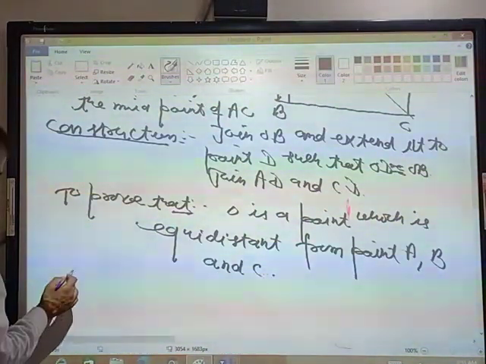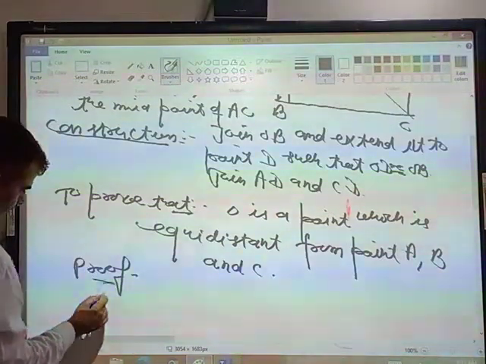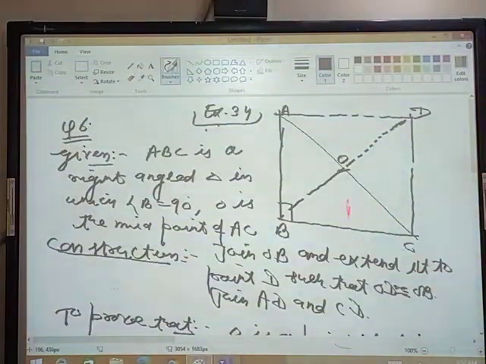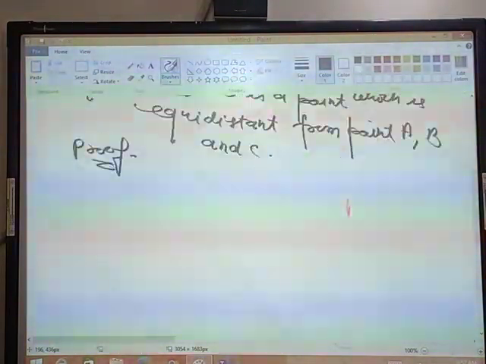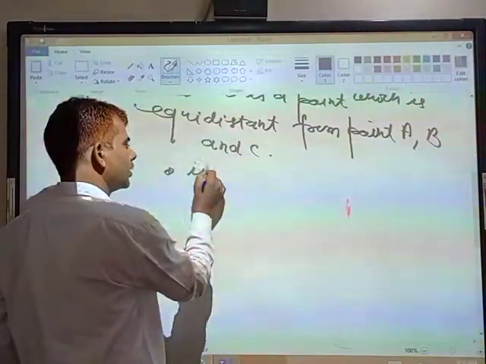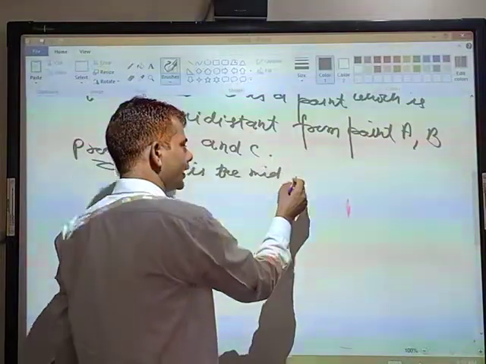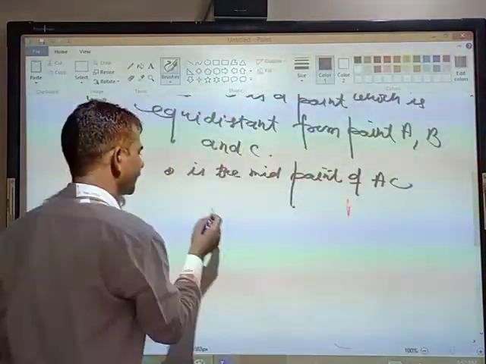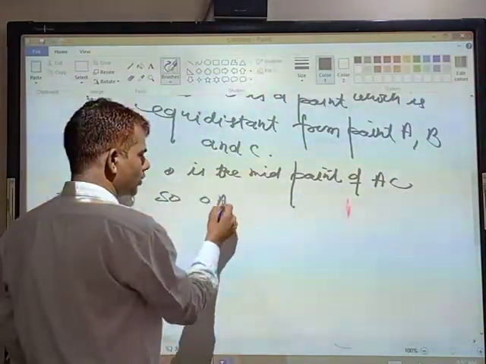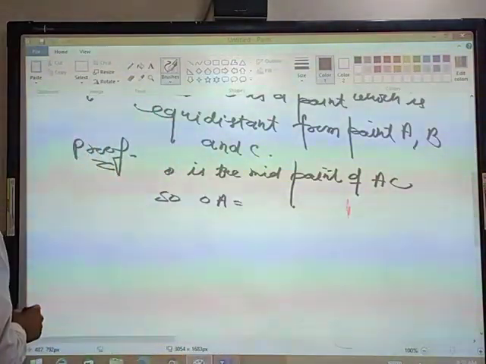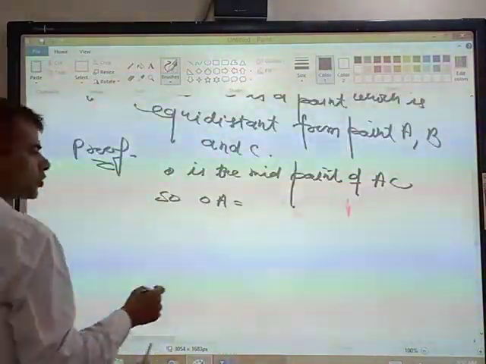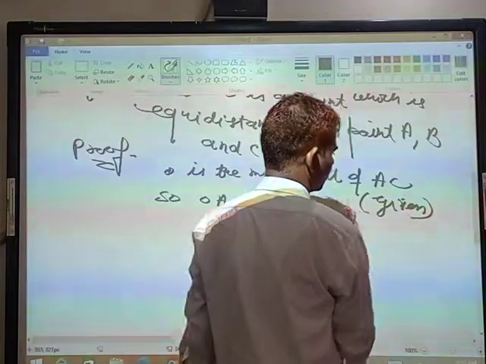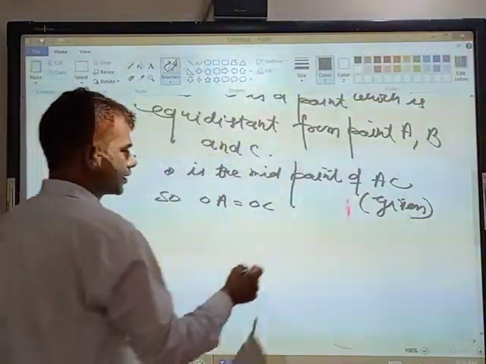Students, look at the proof. O is the midpoint of AC, given, so OA is equal to OC. That is given. This is equation first.